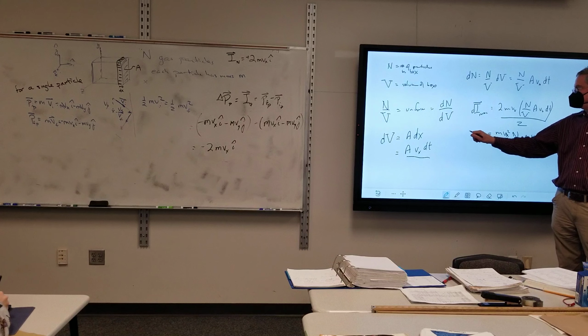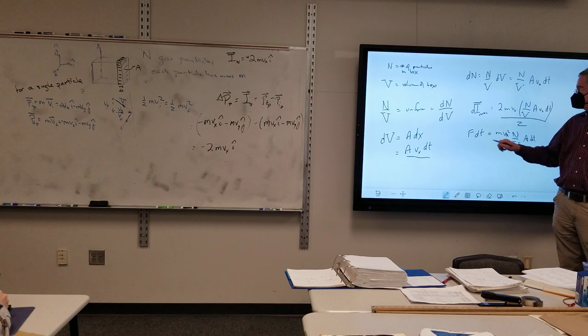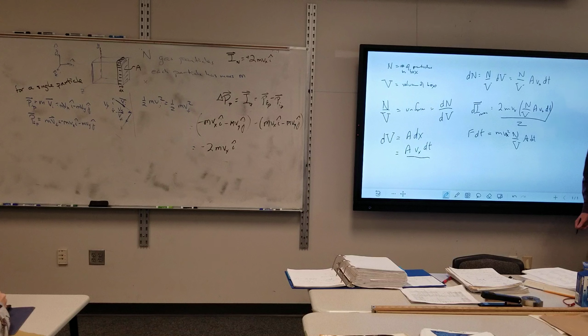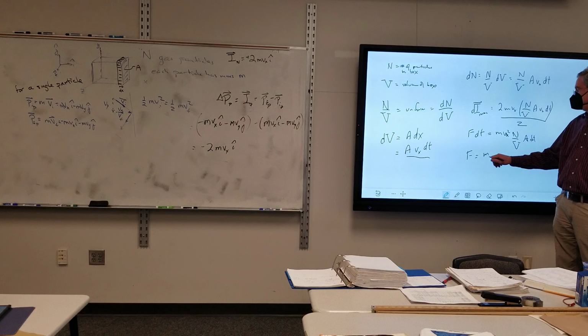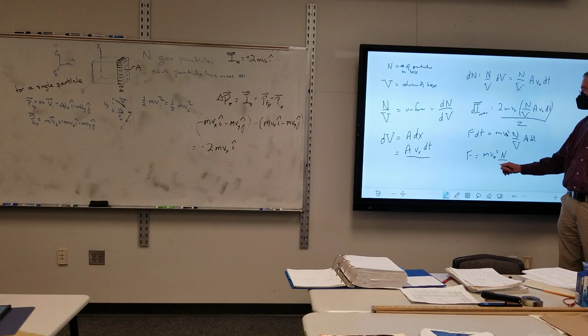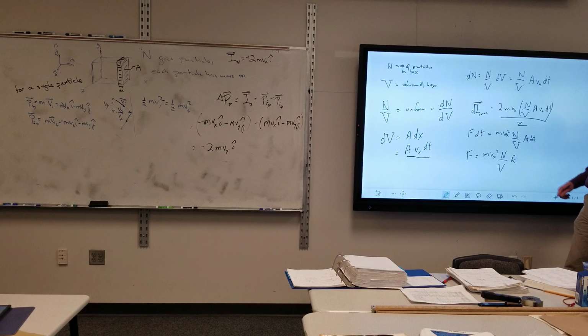This impulse is just F dt. What is F? Is that just like force? Yeah, it's the force that the wall exerts on the particle, or actually in this case, officially it's the force that the particle exerts on the wall. The dt's cancel out, so that's why we don't have to integrate. And so I'm left with force is equal to m vx squared N over the volume times the area.